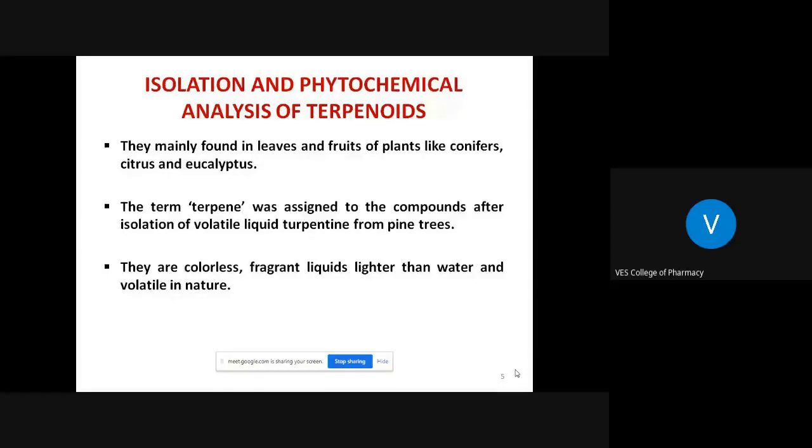These terpenoids are mostly colorless, fragrant liquids, usually lighter than water and volatile in nature. So most of the drugs containing volatile oil are lighter than water, but there are certain exceptions wherein the volatile oil can also be heavier than water.